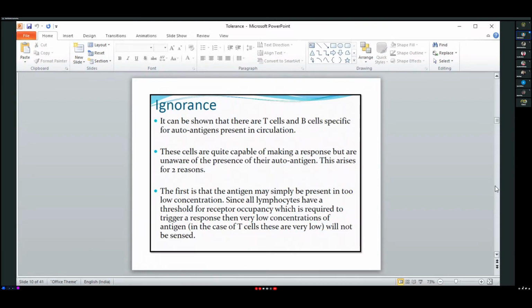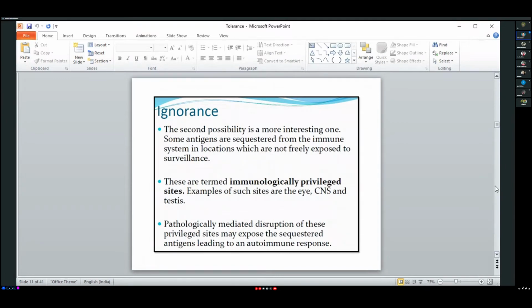সেলফ অ্যান্টিজেনকে ডিস্ট্রয় করতে, অ্যাটাক করতে, কিন্তু বলা হচ্ছে তারা এই প্রসেস সম্পর্কে আনঅ্যাওয়্যার। কিভাবে এবং কেন? So keep it in mind, there are two reasons for this. The first is that the antigen may simply be present in too low concentration. এতটাই কম কনসেন্ট্রেশনে আছে যে ওটাকে সেন্স করা যাচ্ছে না। This is the first reason.